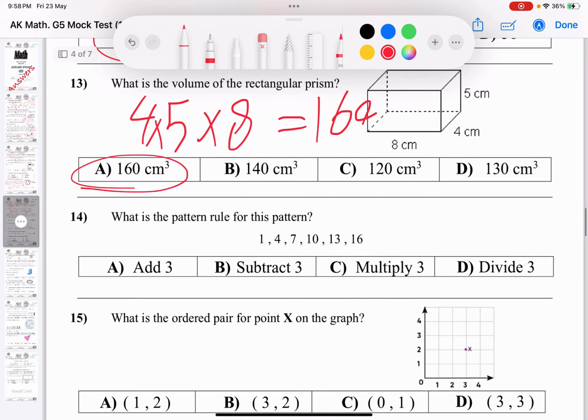Okay, now what is the pattern? 1 becomes 4, 4 becomes 7, 7 becomes 10, 10 becomes 13, 13 becomes 16, and so on. So what is the pattern? Of course, we know that it is adding 3. Each time we add 3: 1 and 3 is 4, 4 and 3 is 7, and so on.